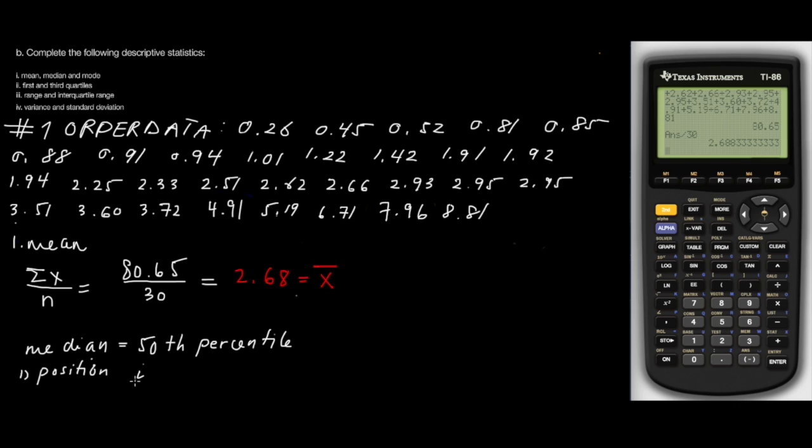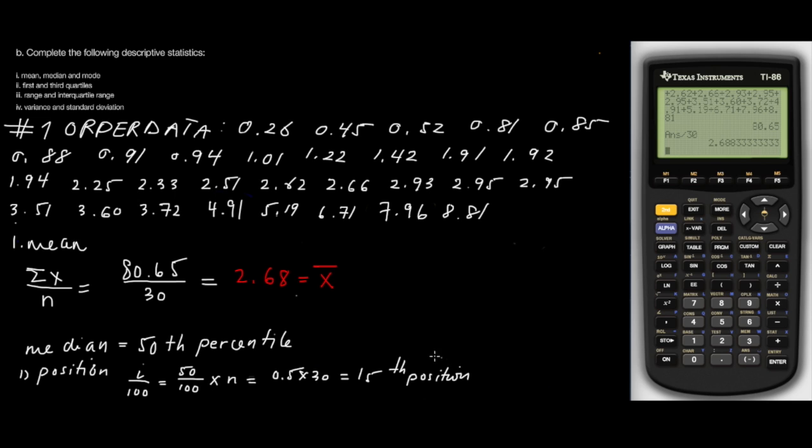So we can either do i, okay, so the ith position divided by 100. And in the median's case, that is 50 divided by 100, which we will then multiply by the sample size. Okay? So this is equal to 0.5, which is 50 over 100, multiplied by 30, which is our sample size. And so this gives us the 15th position.